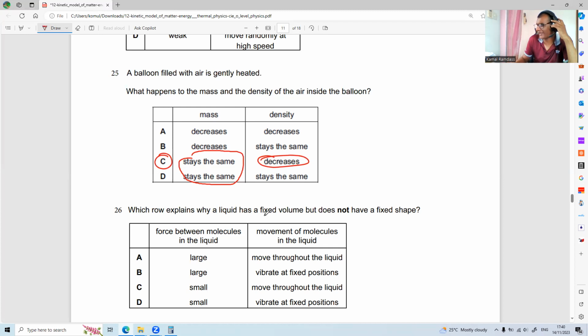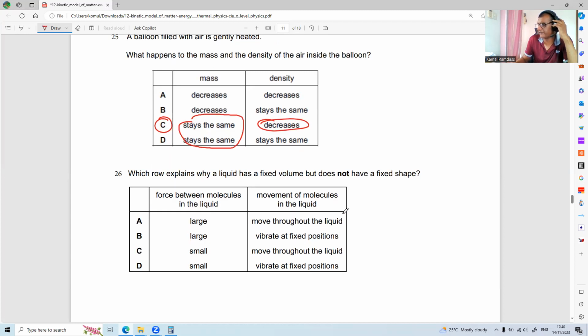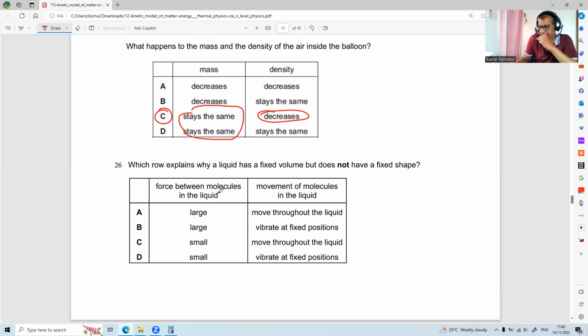Which row explains why a liquid has a fixed volume but does not have a fixed shape? Forces between molecules in a liquid is large. Movement of molecules in the liquid moves throughout the liquid. Okay. Fixed volume, but no fixed shape. Yes, fixed volume, it can fix the volume, and it can make the shape not fixed. Okay, no fixed shape.